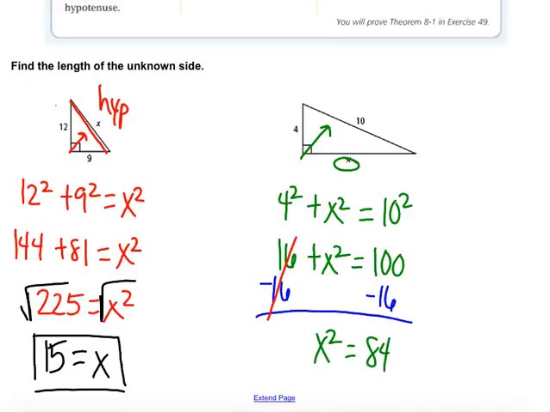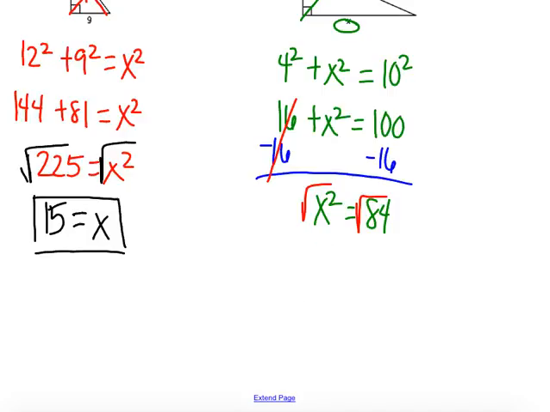Now our last step again is to take the square root. However, this time we don't get a perfect square. We're going to get a decimal. So since we're going to approximate our answer, we do a little squiggly equal sign, and that means approximately. And we're going to round to the nearest tenth, so one decimal place. So the square root of 84 is approximately 9.2.